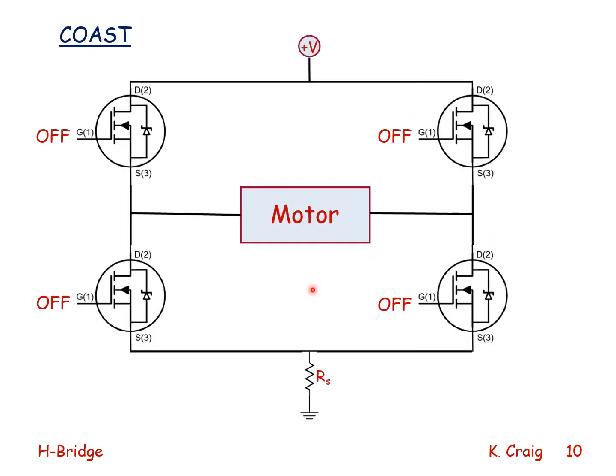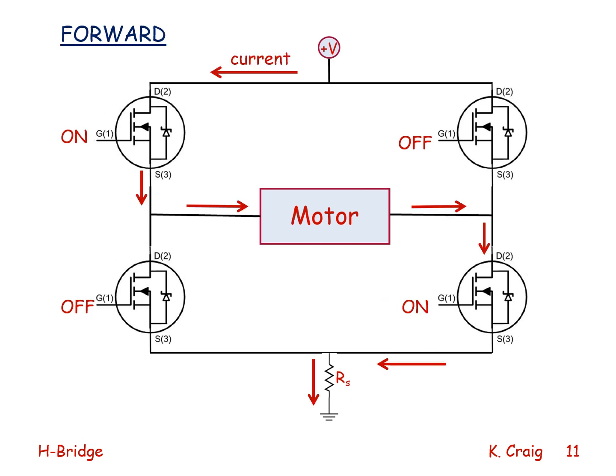Here we see the H-bridge in the coast mode. All 4 transistors are off. Here is the H-bridge in the forward mode. We see that the upper left transistor is on, the lower right transistor is on. The other 2 transistors are off. Current flows as shown through the upper left transistor, through the motor, through the lower right transistor, through the sampling resistor to ground.